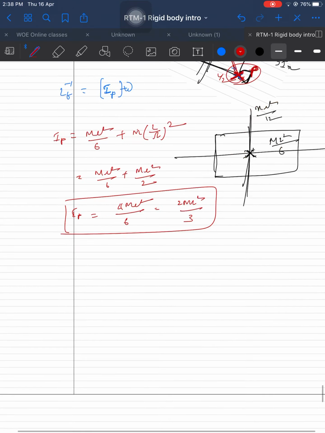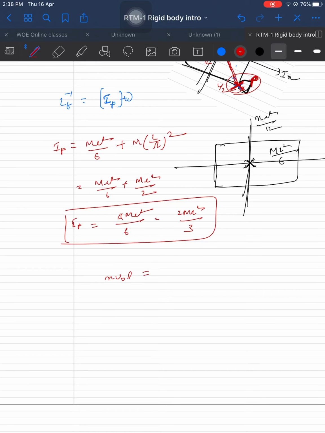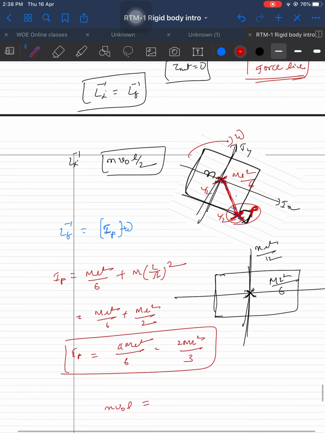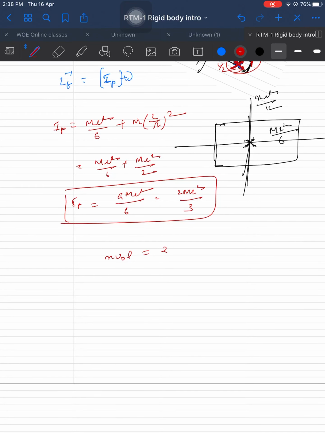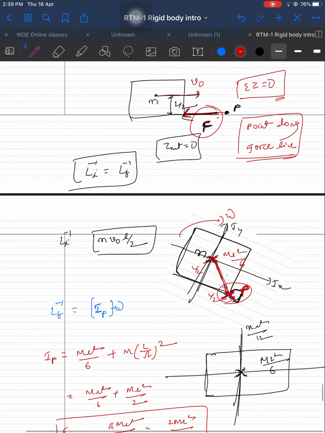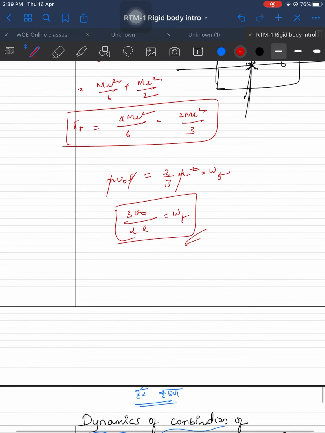So on simplification, m v0 into L is equal to I final, which is 2 by 3 m L square, into omega final. m gets cancelled, L gets cancelled, and 3 v0 by 2 L is the final angular velocity. Hope you understood. Thank you very much.